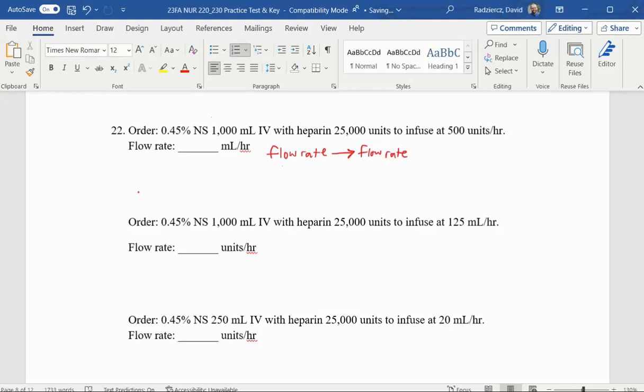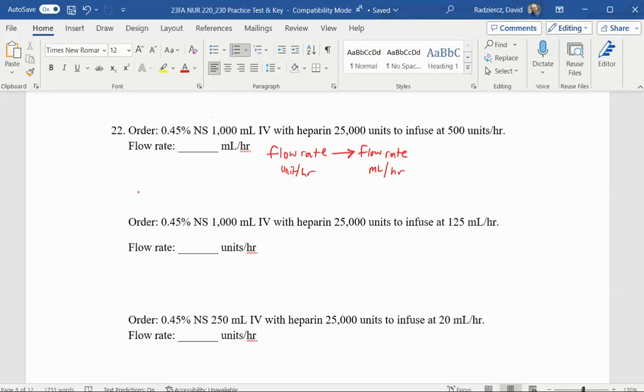What I mean is we're converting units per hour to milliliters per hour. Okay. And we're doing that for all these things that I'm going to show you here, whether it's heparin or insulin. That's all we're doing, converting units per hour to milliliters per hour. Sometimes, students have told me that they had to convert milliliters per hour to units per hour. You would just do the same thing, just in the reverse order.